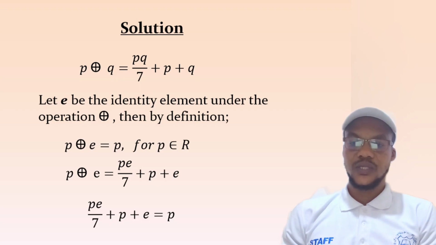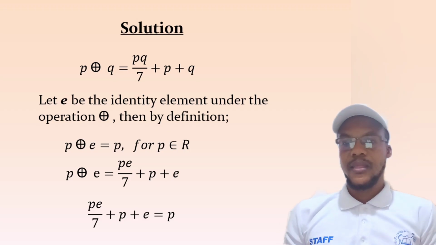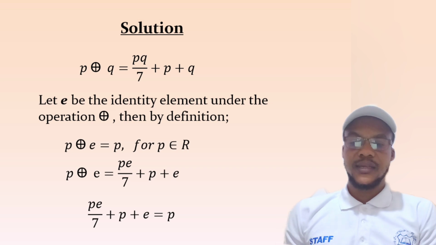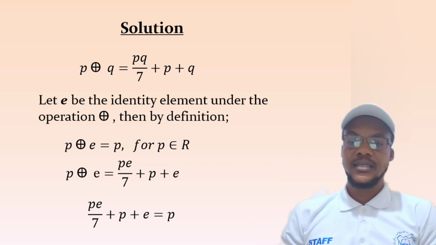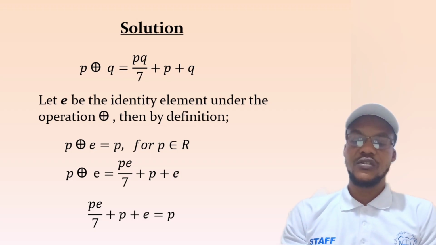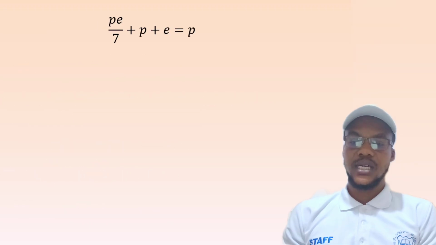If that is the case, then we can see that PE/7 + P + E is equal to P. Because we are finding the identity element, we have to make E the subject. This is simple change of subject. All that we do is group like terms.